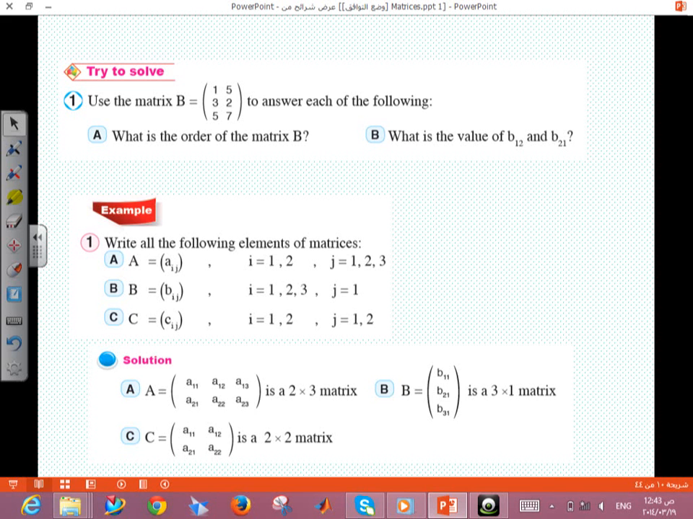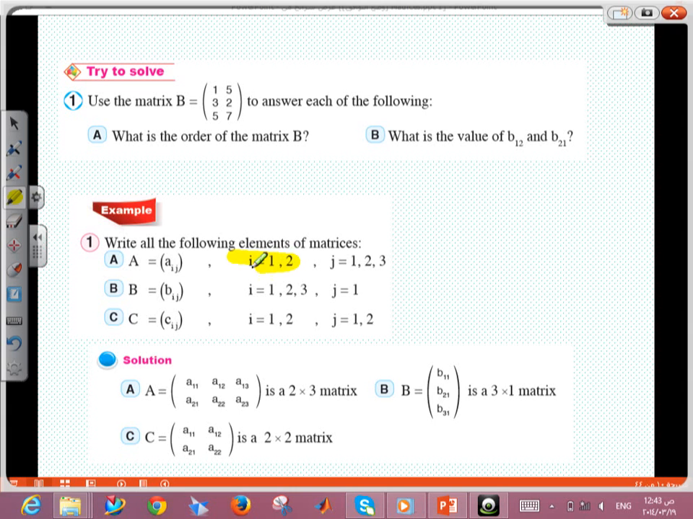If I have any matrix with order Bij, R equals 1 and 2, G equals 1, 2, 3, number of rows and number of columns will be that. Okay? That's right.